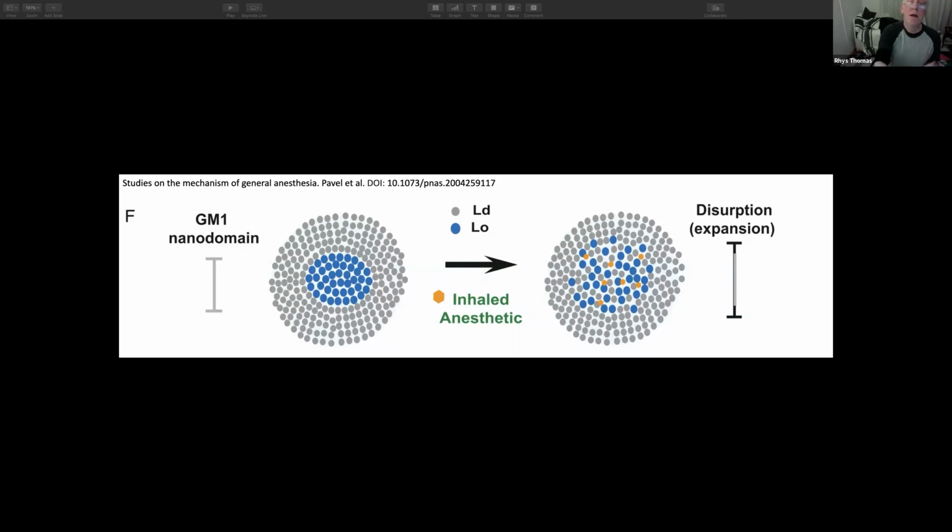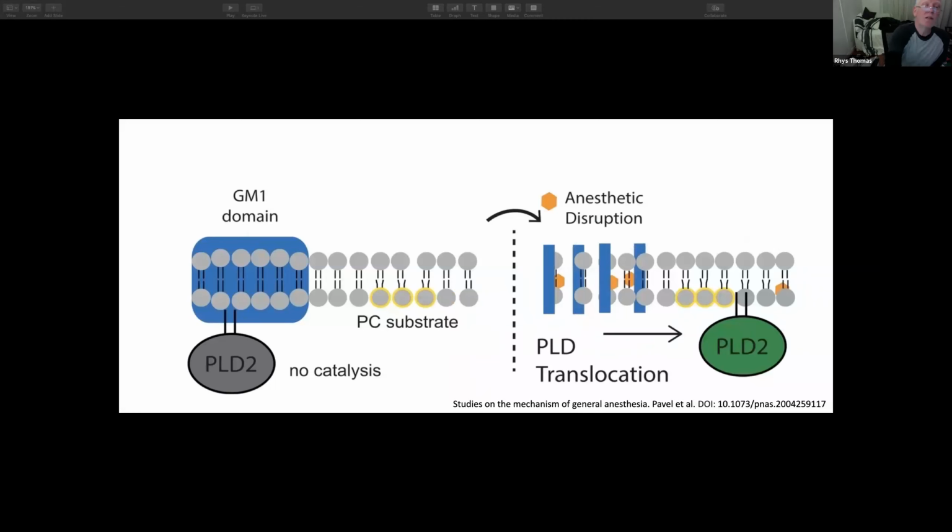The orange hexagons that get added in are the inhaled anaesthetic agent, and the idea is that they get incorporated into these lipid rafts because they are also highly lipid soluble, but as a result they cause them to expand and fall apart a bit. Now, I don't think disruption is actually a word there; I think it's a typo in the paper that was describing it. But they start to spread out and fall apart a bit. Then the theory goes that in the resting normal state, you get this blue lipid raft with this protein phospholipase D2, which is an enzyme.